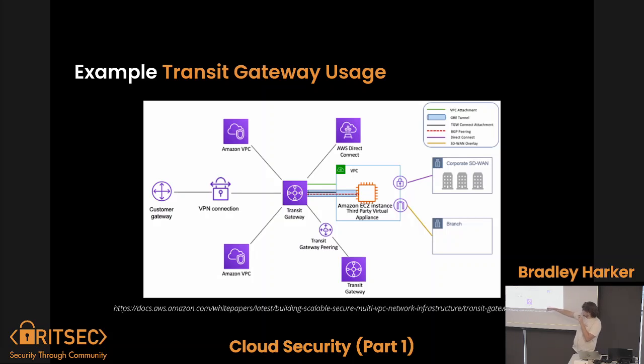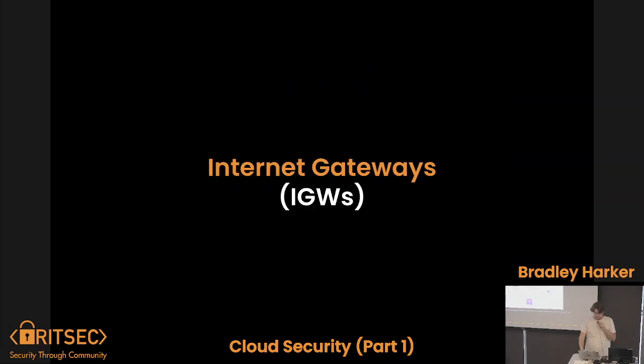It can be connected to another transit gateway via peering. You'll hear the peering term a lot. We have a VPN connection in, two VPCs connected. So you can see it can be connected to a lot of different things.